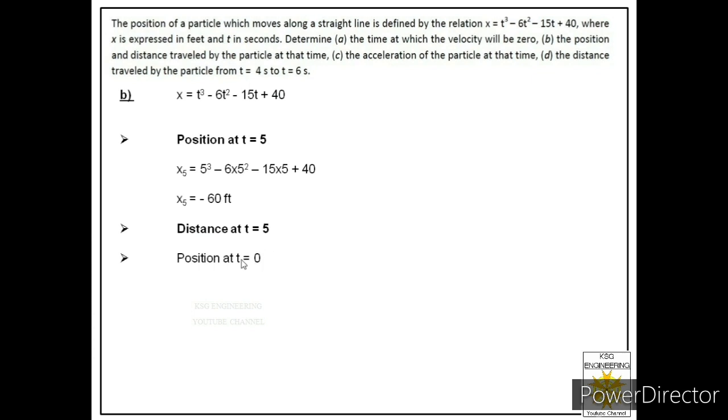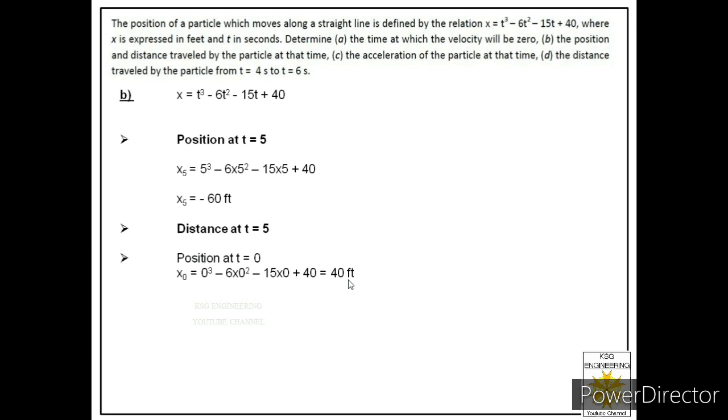So we'll first find the position of the particle at time t equal to 0. We will try to find out that when time was equal to 0, what was the position of the particle. For that we have to make use of this equation. We will put the value of t equal to 0 in this equation, and that value will give us the position of the particle at time t equal to 0. So we have replaced t by 0 and we have got that at time t equal to 0, the particle was at 40 feet from the origin.